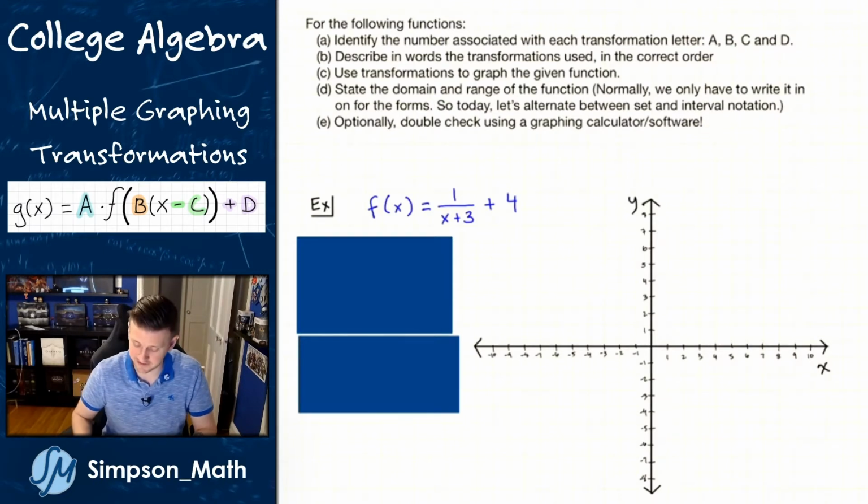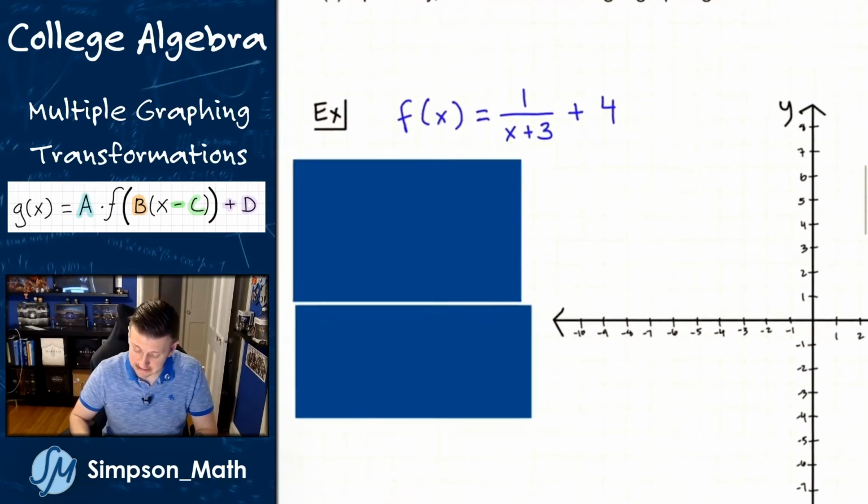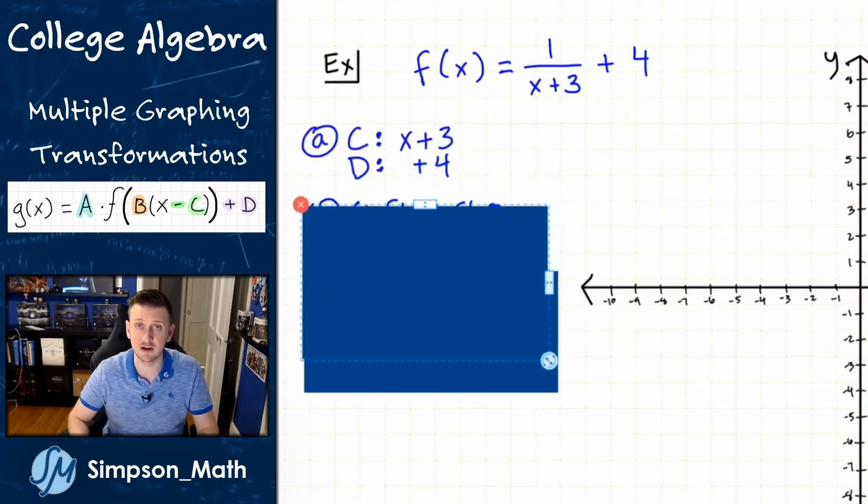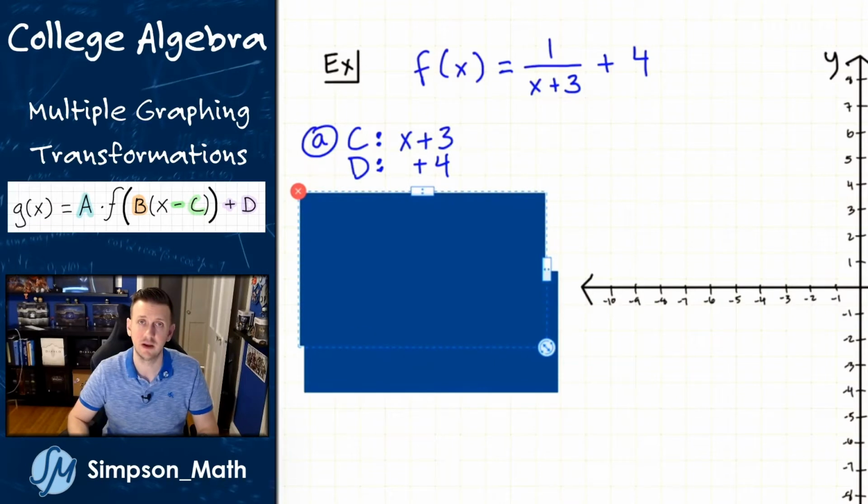So let's look at f of x is 1 over x plus 3, and then plus 4. First, this is the rational parent function. Then I need to identify what's a, b, c, and d. I have a plus 3 and a plus 4. They're both adding, but one's inside, one's outside. This plus 3 is inside the function with the x, which in this case is in the denominator, and this plus 4 is outside, which is the d. So we have our c is x plus 3, and our d is plus 4.